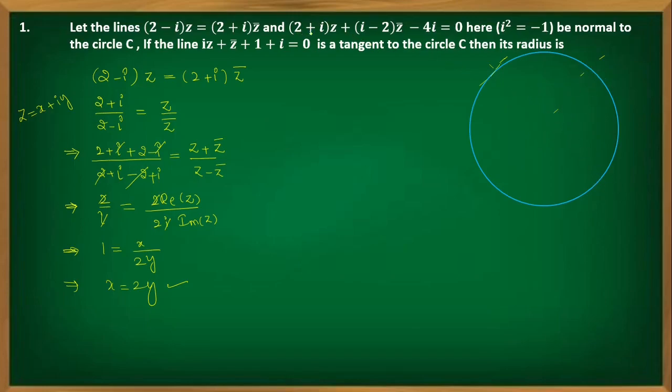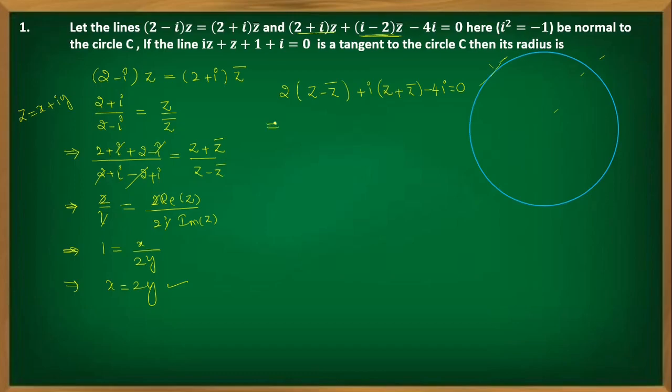Second normal is (2 + i)z + (i − 2)z̄. If I take 2 common, what do I get? 2z minus 2z̄, so 2(z − z̄). If I take i common, iz + iz̄ − 4i = 0.